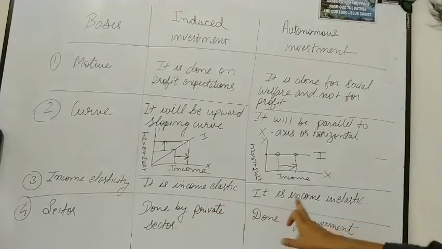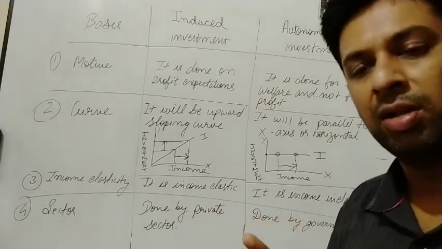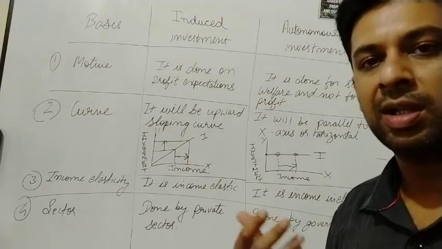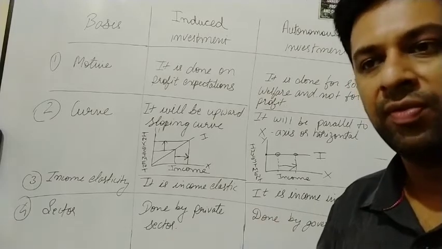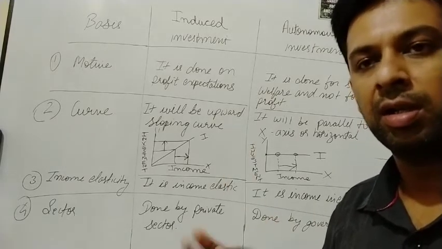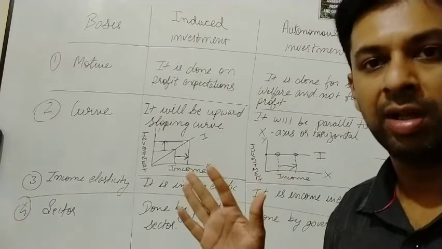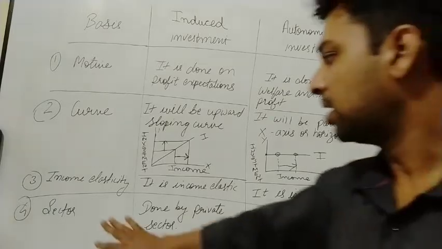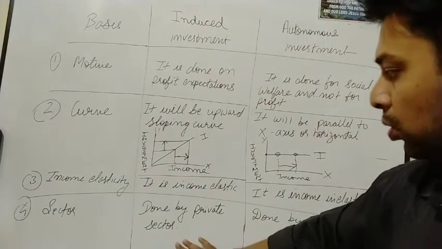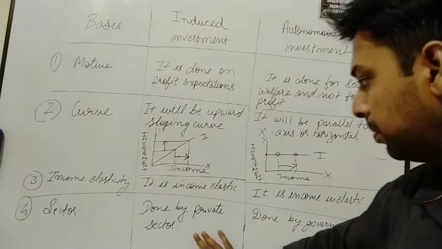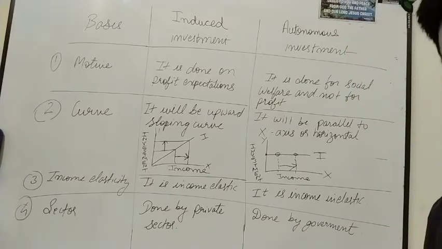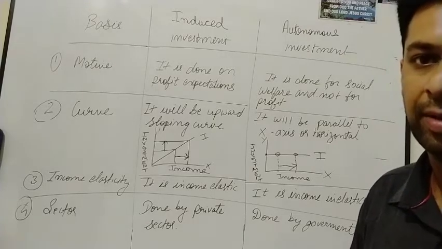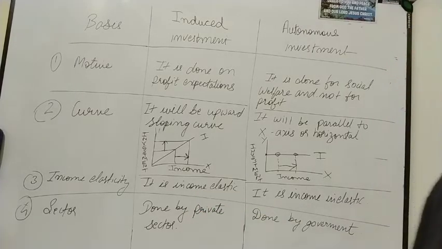And here autonomous investment is income inelastic, which means there is no reaction of this investment. Why? Because it is irrespective of income. Even if your income is increasing or decreasing, it doesn't matter. It does not get affected by the increase and fall in income. It will remain intact. Now the last point is the sector. As I told you, induced investment is done by the private sector, the companies, and autonomous investment is done by the government for welfare purpose. Just make a note of it.